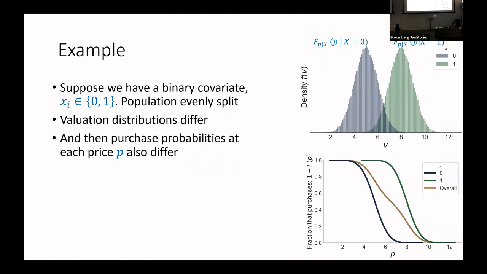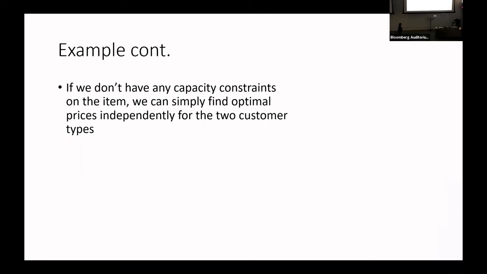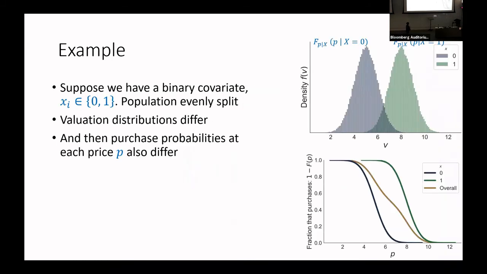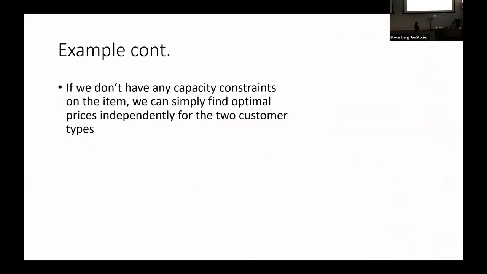And then, of course, purchase probabilities at each price are also going to differ for the two. What I have here is 1 minus the demand for the green, the demand for the blue, and the combined demand. I've already said this: if we don't have any capacity constraints, we can just solve the problem separately for each group.